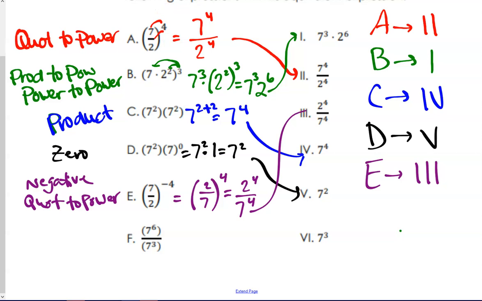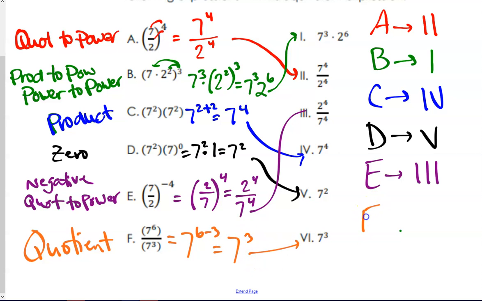All right, F should match up with 6, but we're just going to make sure. Okay, so I have a quotient again, same bases. So this is just going to be my quotient property since the bases are matching. And that tells me that I get to subtract my exponents. So this is going to be 7 cubed. So that does match up. So F gets matched with Roman numeral 6.